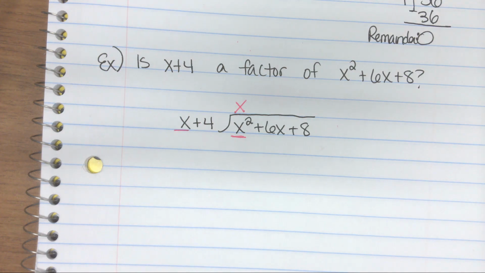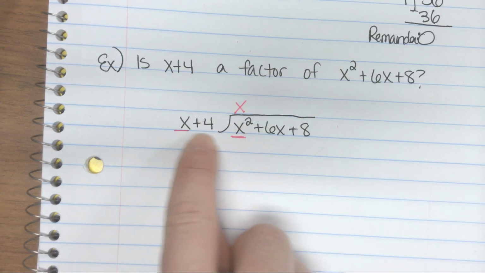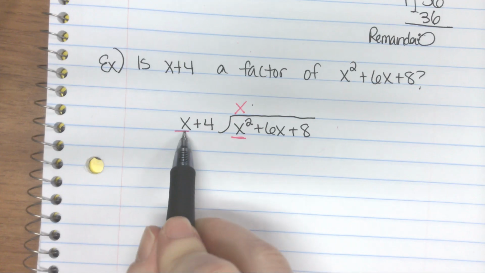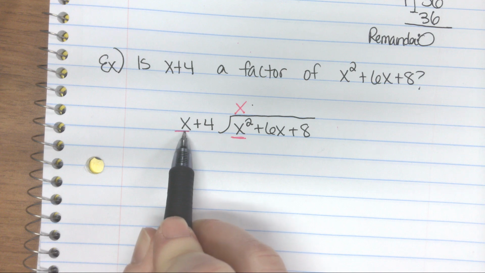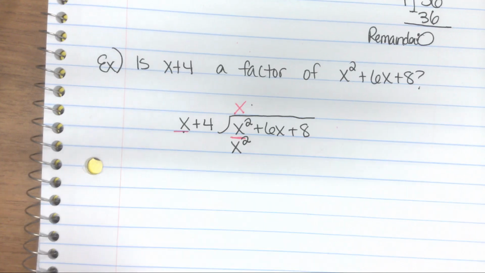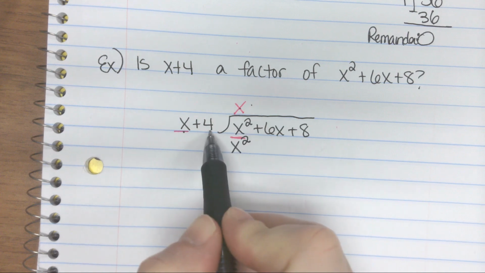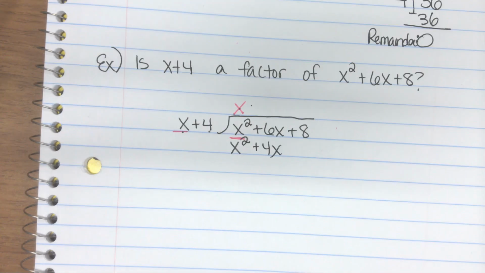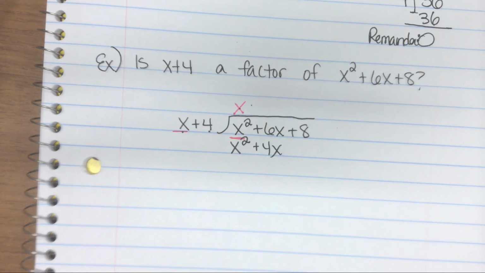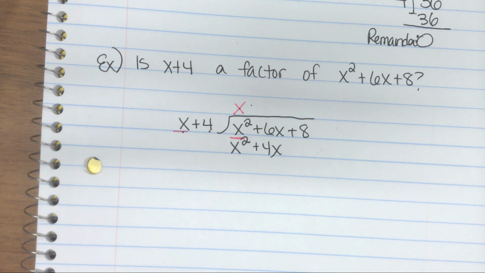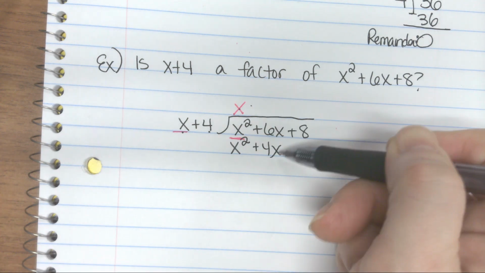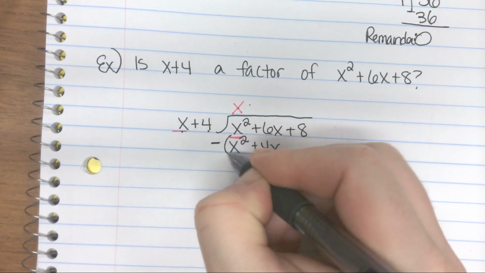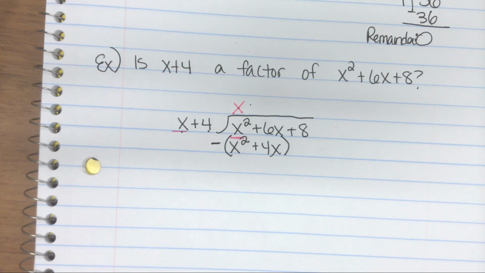What you're going to do next is take that x and multiply it by both things and put it underneath. So here we go. What's x times x? X squared. So I'm going to put that right underneath my x squared. What's x times 4? 4x. Now, what would you normally do next in long division? You'd normally subtract them. Guess what we're going to do? We're going to subtract. Would you put parentheses around them to remind us that we're going to subtract each thing?